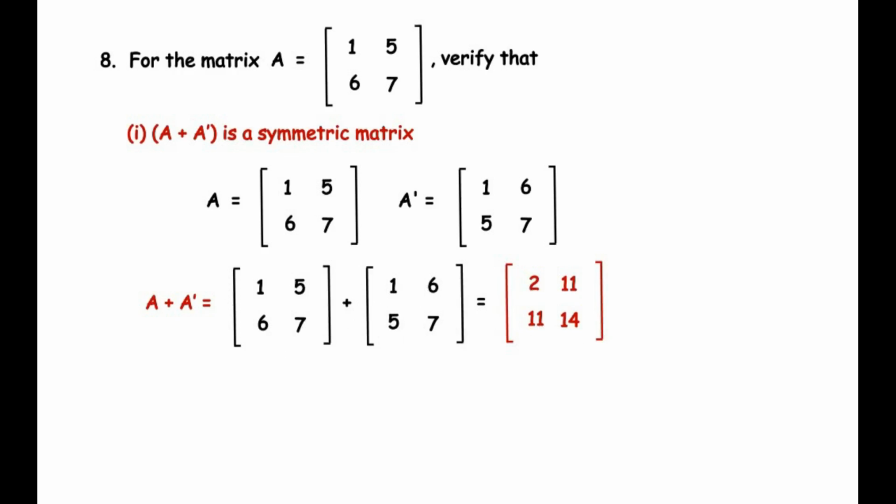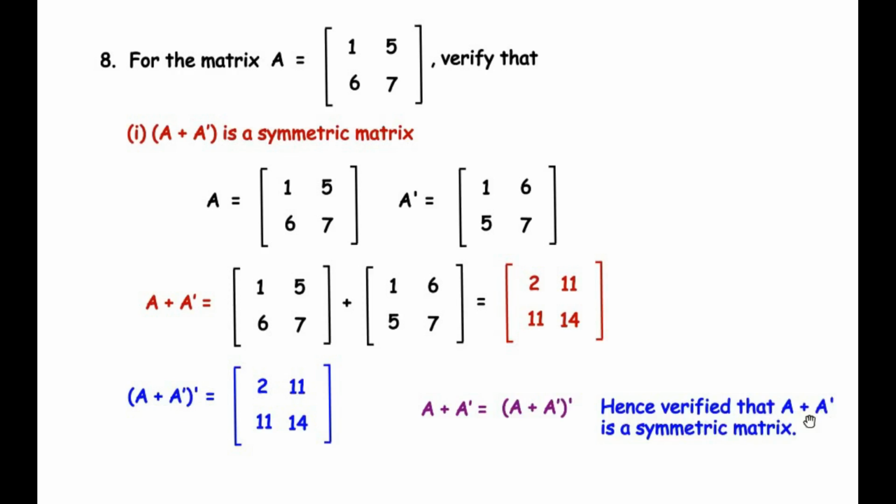Now once we have got the A plus A transpose, let us find out the transpose of this entire term. So taking the transpose of this A plus A transpose, the first column becomes the first row and the second column has become the second row. So comparing A plus A transpose and its whole transpose, we can see that both the matrices are same. So now we can say that A plus A transpose is equal to A plus A transpose the whole transpose. Hence verified that A plus A transpose is a symmetric matrix.